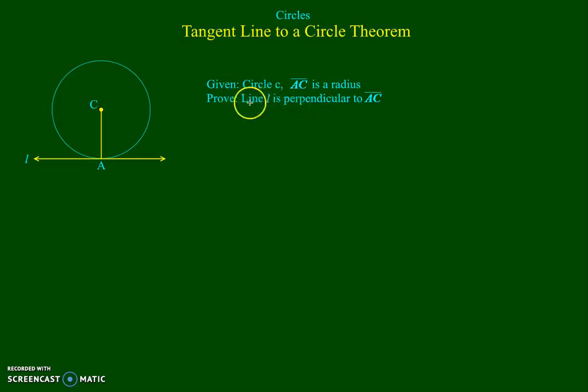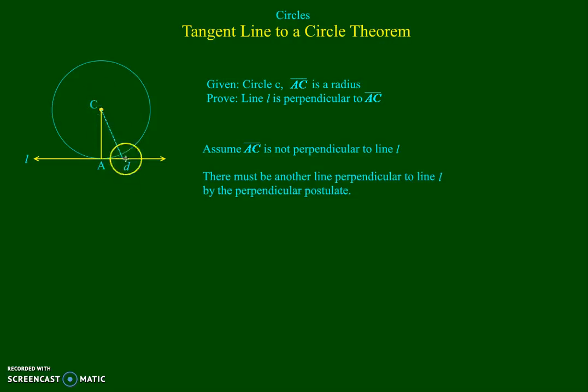So this is the conclusion we're trying to create. We're going to hypothesize that this is not true. So that's our first step in our proof. We assume AC is not perpendicular to line L. Now if AC is not perpendicular to line L, that implies that there must be some other segment that is perpendicular based on the perpendicular postulate. So there must be some other line segment perpendicular to line L, and we'll draw it in here.